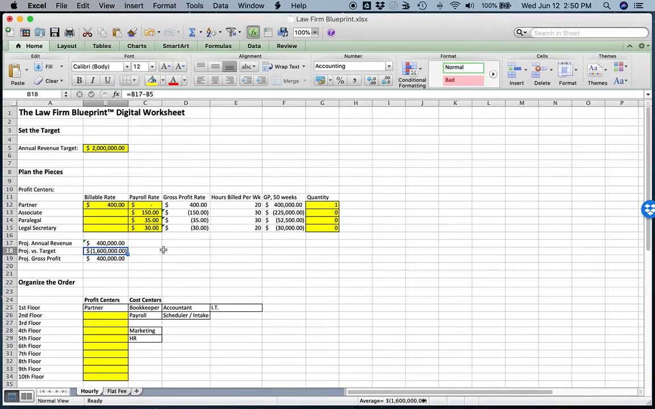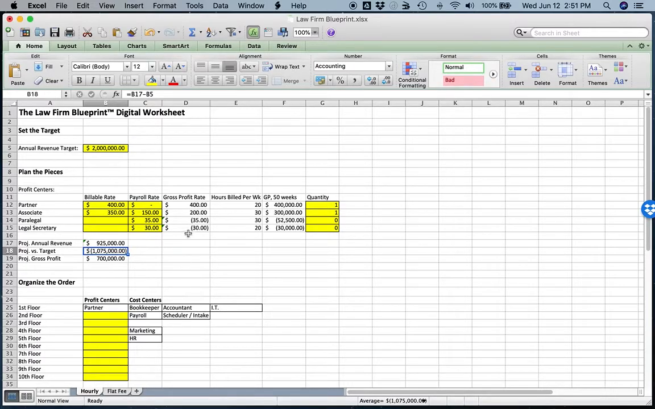So what that means is we are going to need to add people. So let's say we want to add an associate, and we'll bill them out at, I don't know, let's bill them out at 350. So now we're billing them out at 350 bucks an hour. We're paying them all in with benefits and all that about 150 bucks an hour, and we're going to have a quantity of one associate in our firm. So now you see at full capacity, that associate is going to provide the firm with 300K in gross profit. So our projected annual revenue is 925K. We're still short. We're about $1 million short.